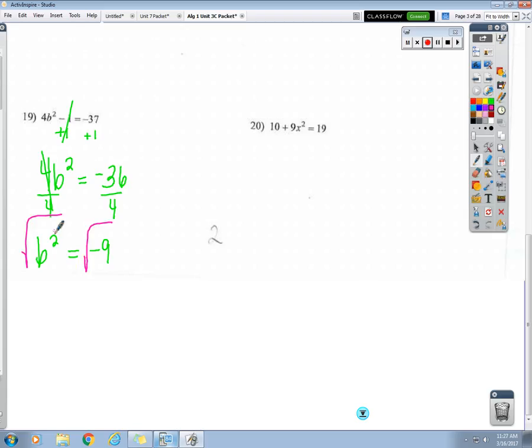What happens when you type in the square root of negative 9 in your calculator? You get an error, because think about it. The square root of 9 equals 3 because 3 times 3 is 9. If you try to do the square root of negative 9, is negative 3 times negative 3 going to give you a negative 9? And is positive 3 times positive 3 going to give you a negative 9? So that's why you can't take the square root of a negative number, so therefore this one has no solution.